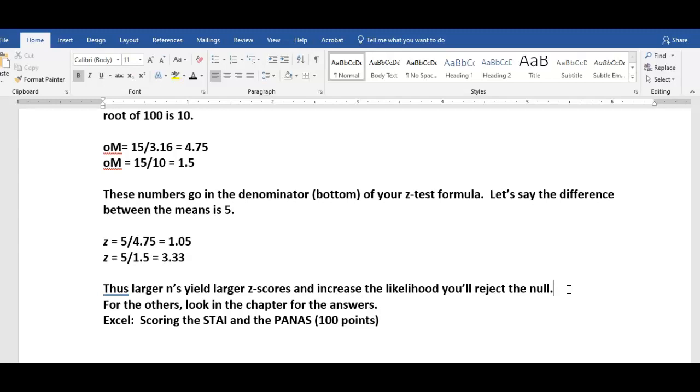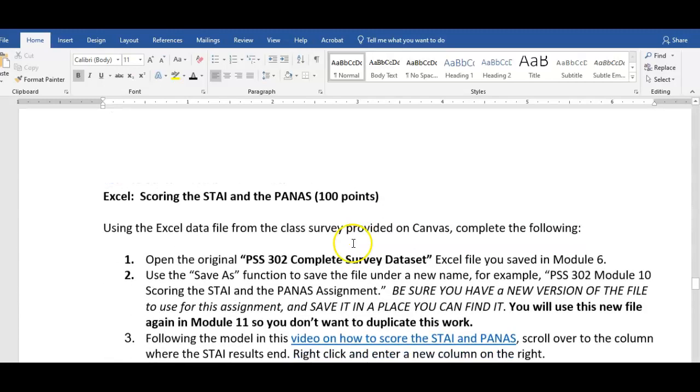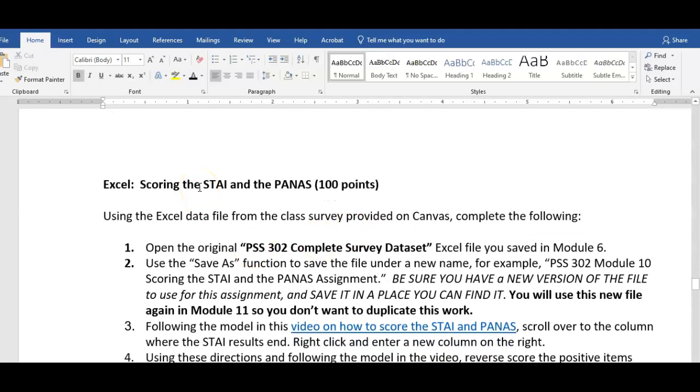But as always, if you have questions, just reach out and ask for help. The next part of this homework was the Excel, which you can watch in another screencast.